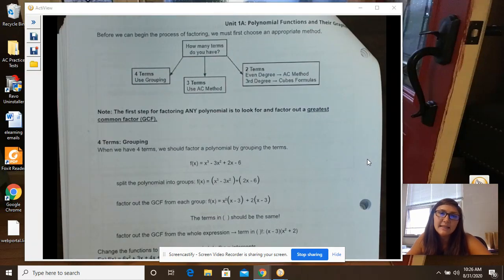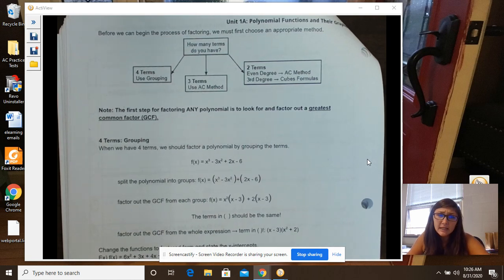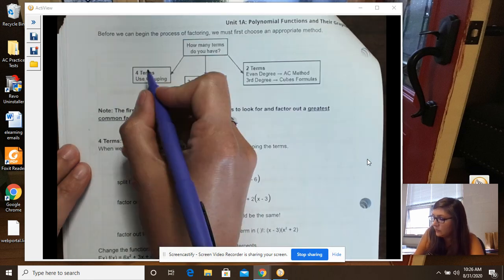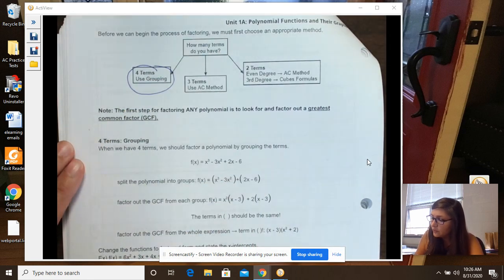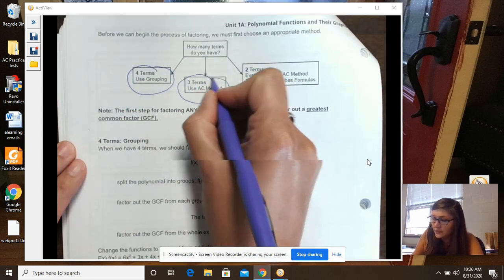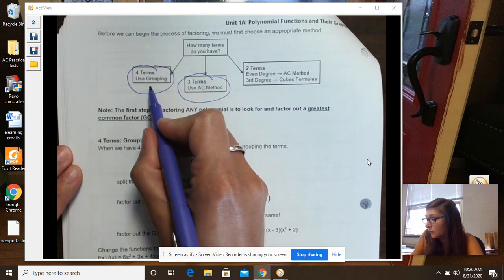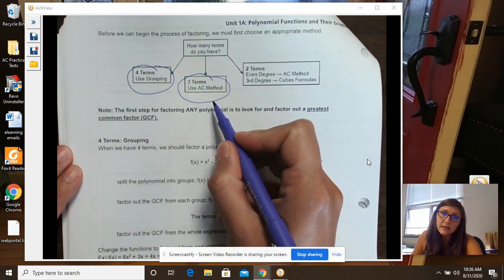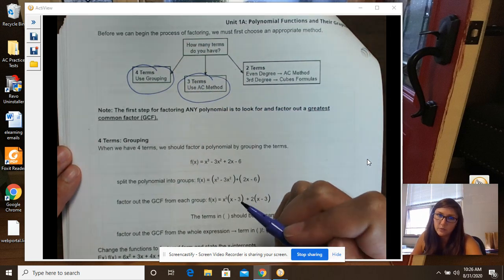Hi guys, today we're going to take a look at factoring. Now there's a lot of different strategies that we have to be able to factor a polynomial. What we're going to take a look at is strategies that apply to four-term polynomials or three-term polynomials. So today we're going to look at grouping, and then we're also going to use a strategy called the AC method to factor those three-term polynomials.